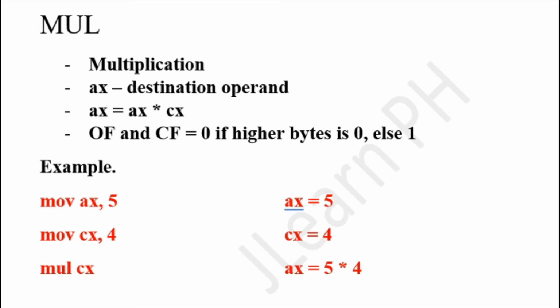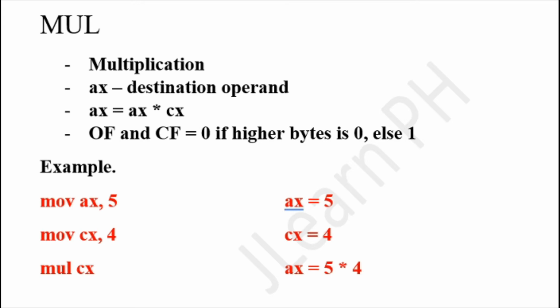You can think of it as AX equals AX times CX in a higher level programming language. So you multiply the value of AX by the value of CX, then store the result into AX again. You need to remember that the OF and CF flags are set to 0 if the upper half of the result is 0, otherwise they are set to 1. The other flags are not changed.